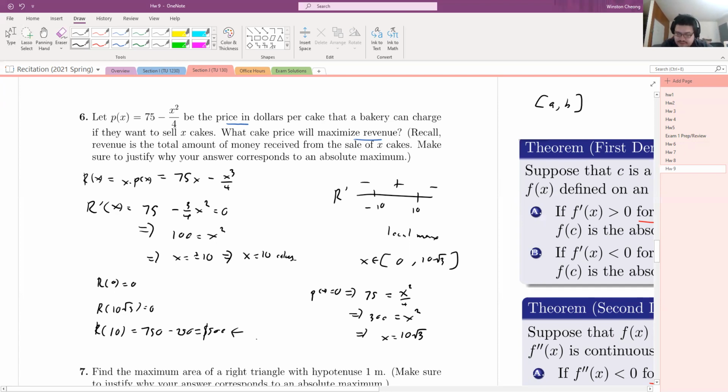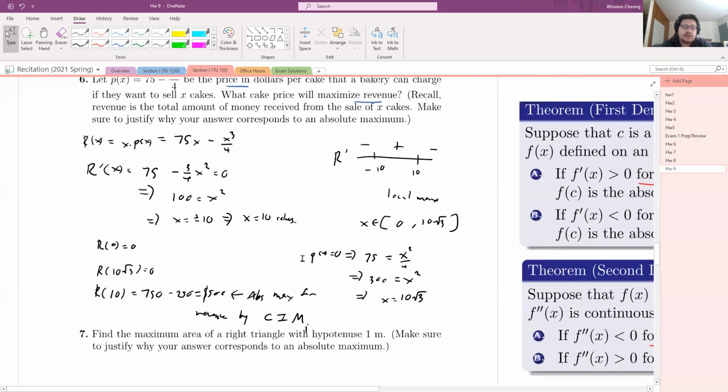So this finds for us that x equals 10 is going to correspond to an absolute maximum for revenue by the closed interval method. But if we read our problem again, we'll see that the problem does want us to maximize revenue. So we asserted that this was going to maximize revenue, but we want to actually answer in terms of the cake's price.